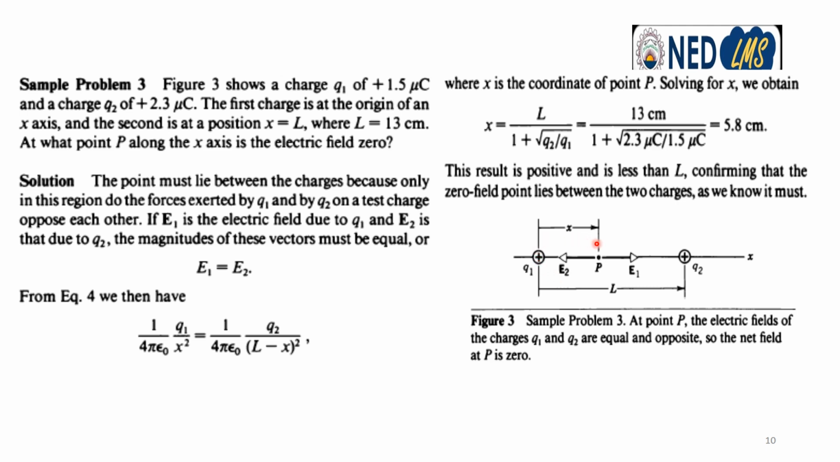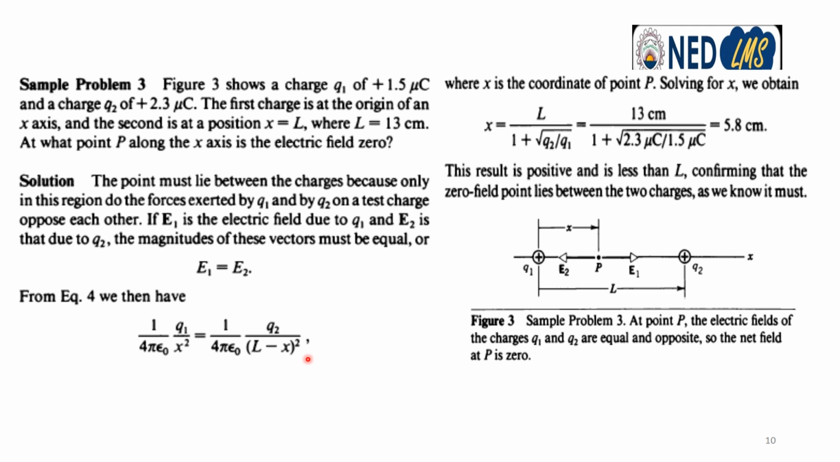because we know that from q1 to P there is a distance of x. So what will be the distance from P to q2? This is L minus x. So we have used L minus x whole square.